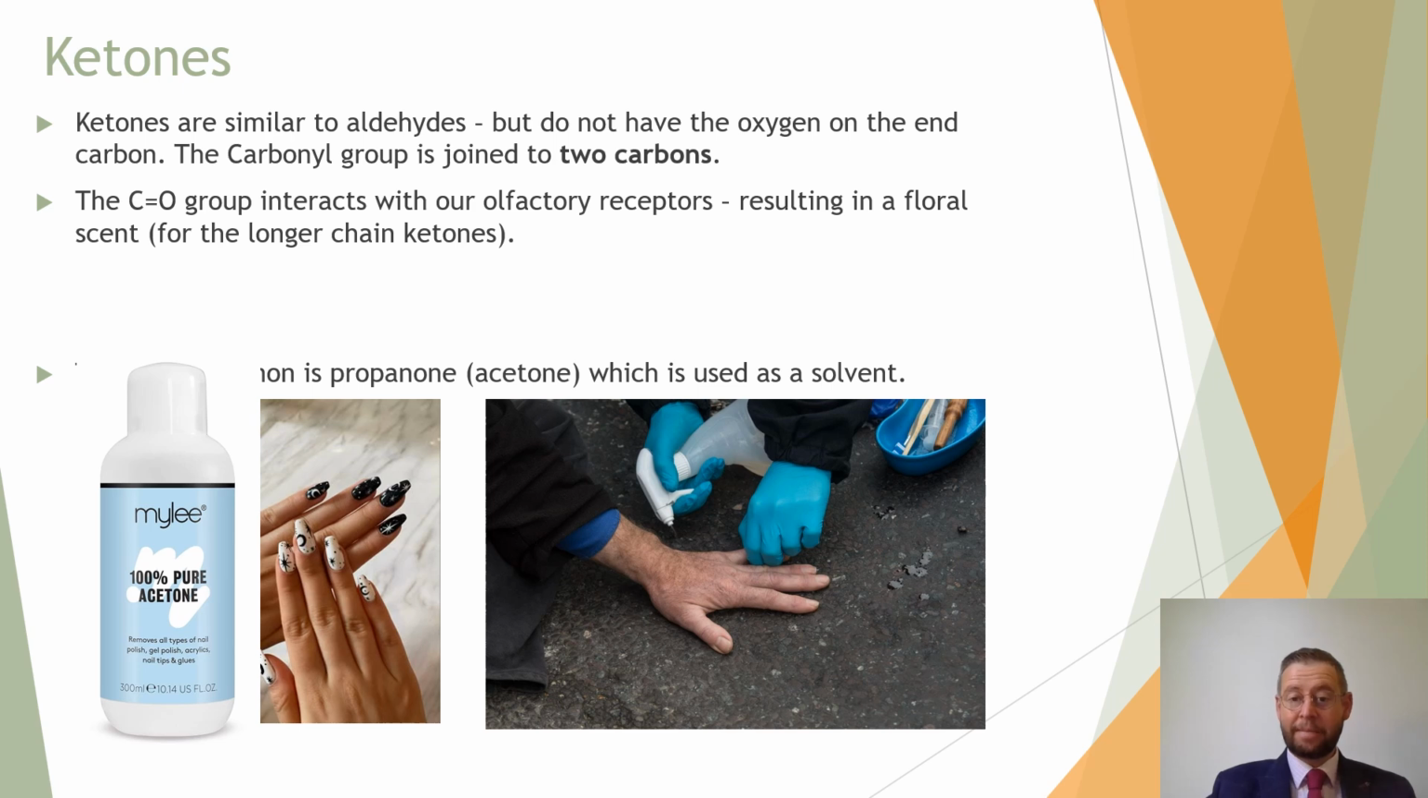But the most simple ketones include things like acetone. That's the most simple one, and that is what you put on your nails to remove your nail varnish. It's also very good as a solvent for removing things like superglue. When protesters superglue themselves to the road, the police just come along with a nail varnish remover and unstick them.